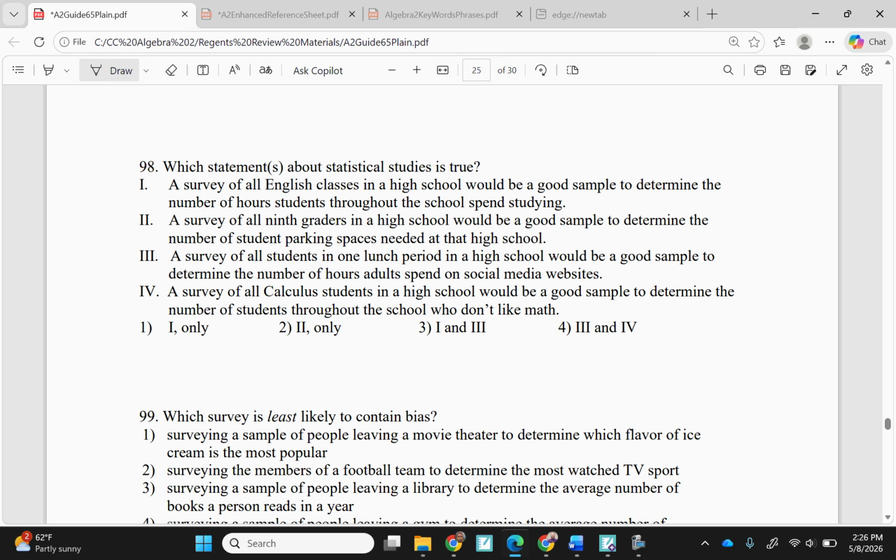If it's a situation where every member of the population has a chance of being chosen, as long as the 2 things aren't correlated, then it would be a good random sample. So let's go through the 4 choices. For 98, a survey of all English classes in a high school would be a good sample to determine the number of hours students throughout the school spend studying. Yes, that's good. Everyone takes English. There's no correlation between being in an English class and studying, so that looks good to me.